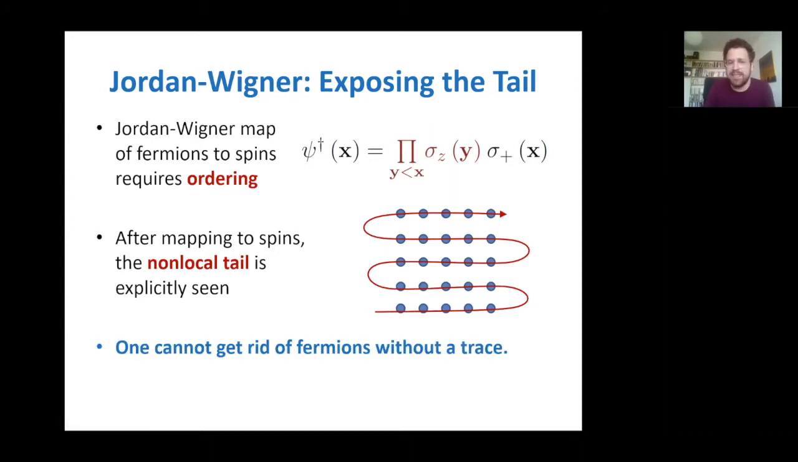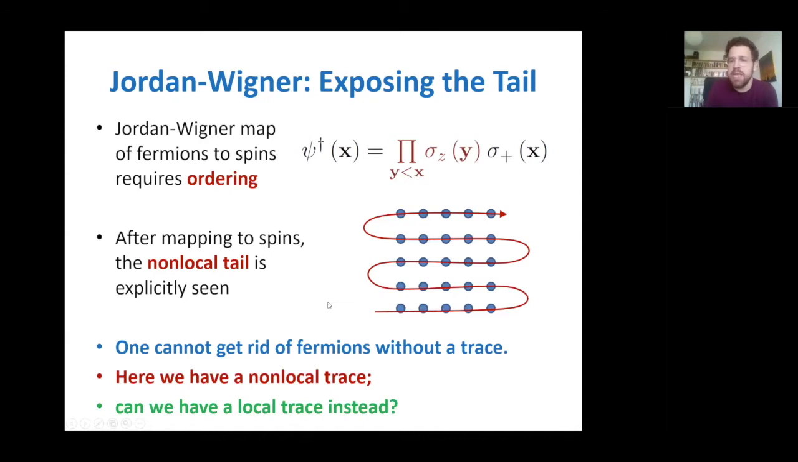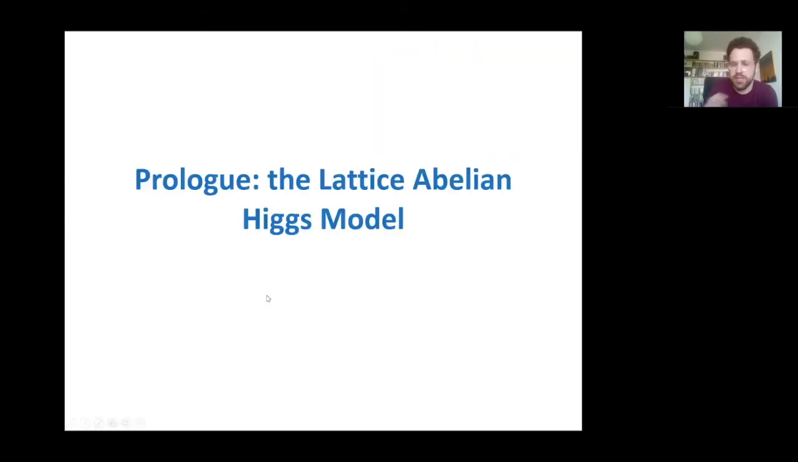So one can't get rid of fermions without any trace, which could be a nice dream or something that we might have wanted to do. Instead, we want to see how we can do it in the simplest way. For example, here we have a highly non-local trace, but maybe we can try to do something that will leave some local leftover instead. And this will be the aim of the transformation that I'm going to show you today.